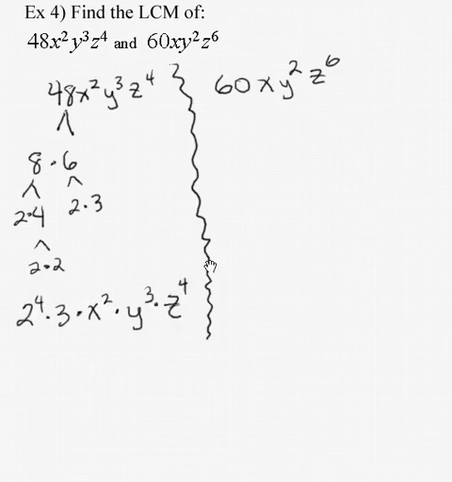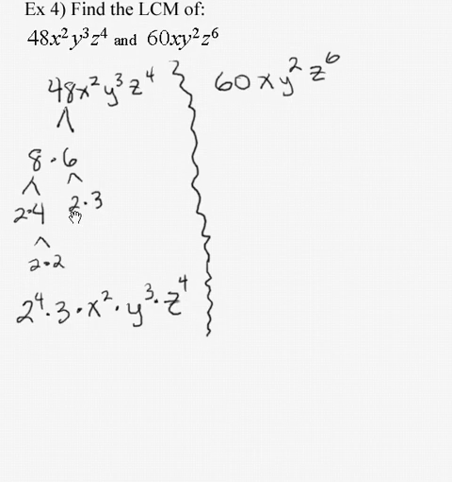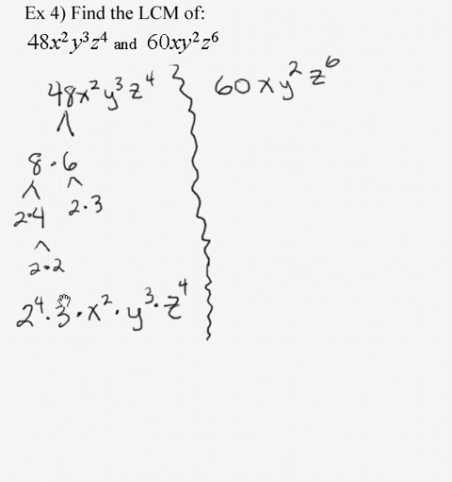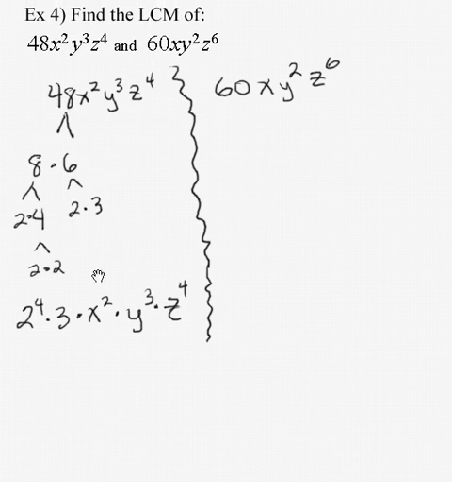So for the numerical coefficient, we have 1, 2, 3, 4 of those 2's. I need 2 to the 4th power, and then a 3, and then we keep the x squared, y cubed, z to the 4th. So that's the prime factorization of 48x squared, y to the 3rd, z to the 4th. Let's get the prime factorization of 60xy squared, z to the 6th.